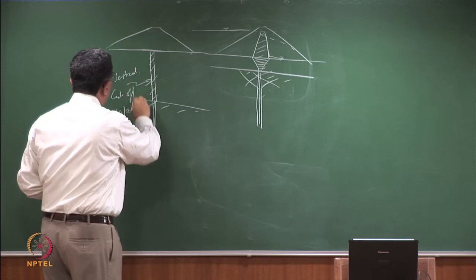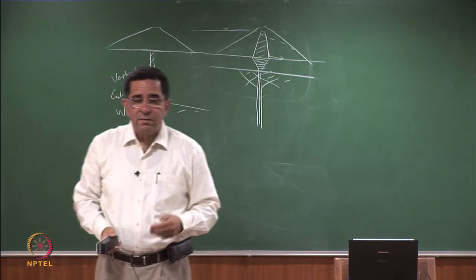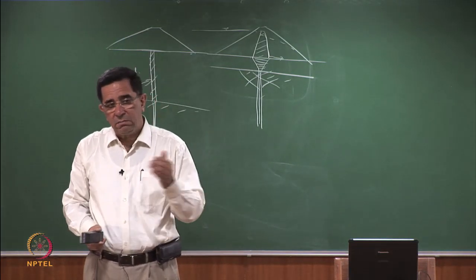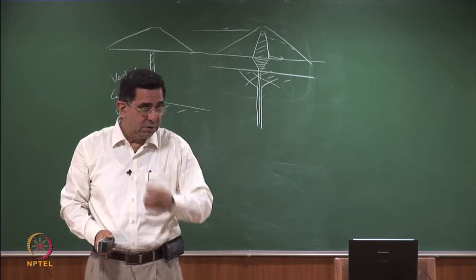What is the vertical cut-off wall made of? Cement, concrete, soil, plastic concrete, PVC.